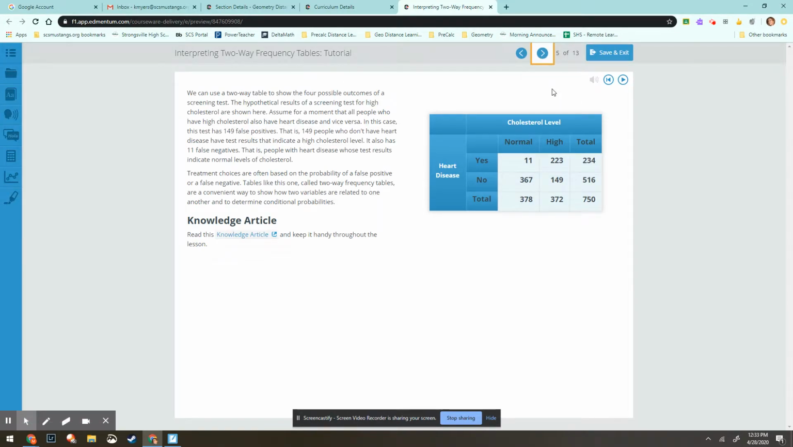But this section is all about a two-way table, which this right here is an example of. What it does is it allows you to compare two variables and four possible outcomes. So here, the screening test is for cholesterol. They're going to screen your cholesterol level. You can either have normal or high, and then they're going to figure out whether you have heart disease, either yes or no. So these are the four possibilities.